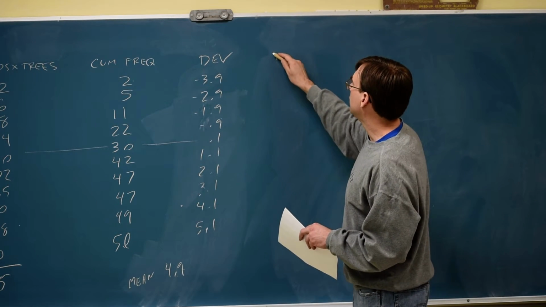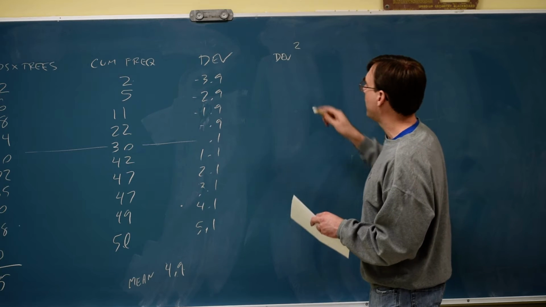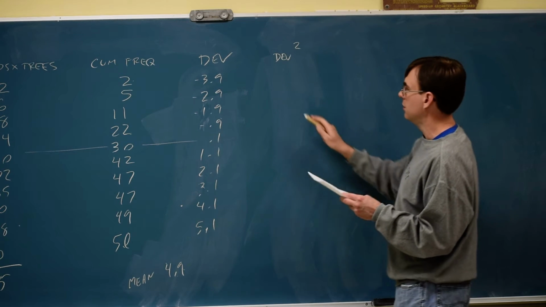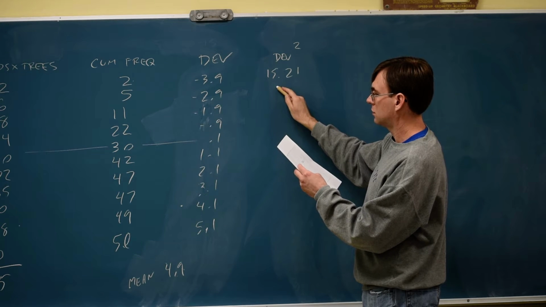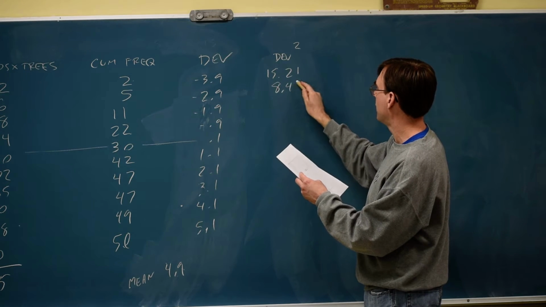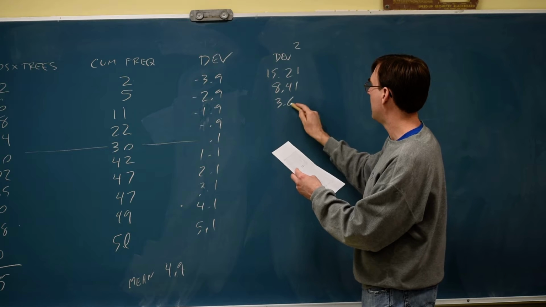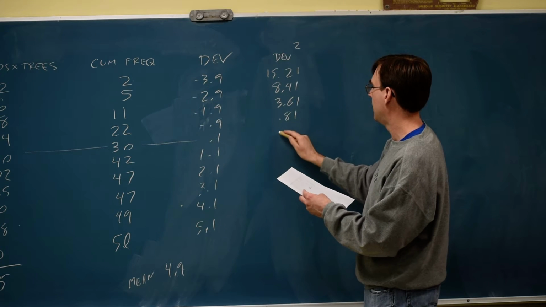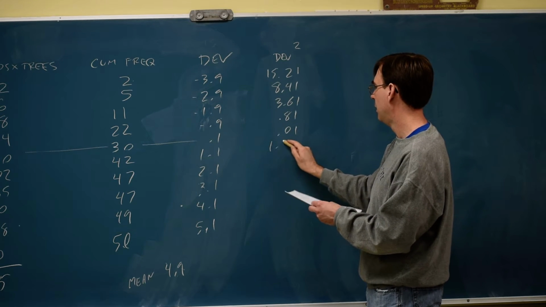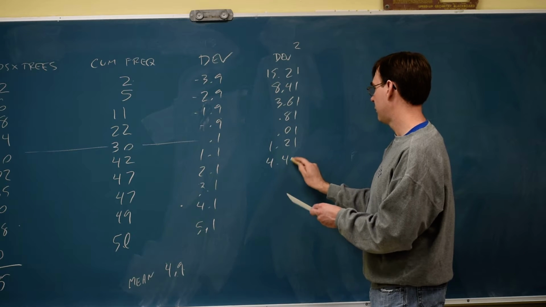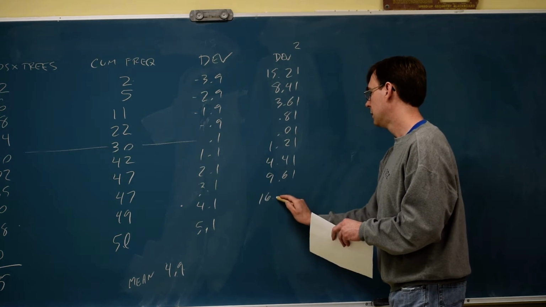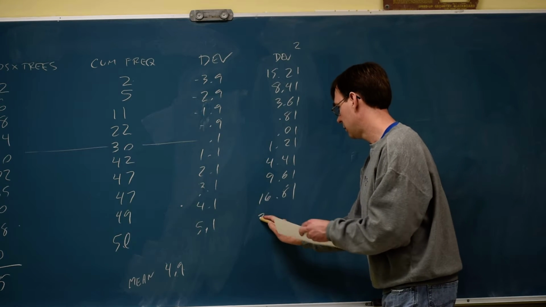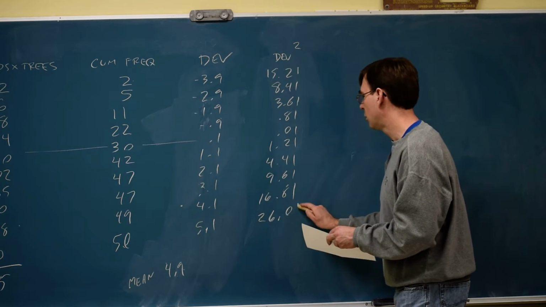We then need to do deviations squared. So I need to do 3.9 squared, 2.9 squared, 1.9, 0.9, and so on.